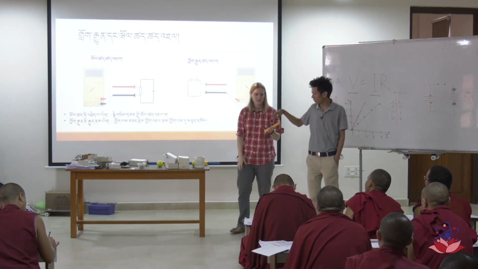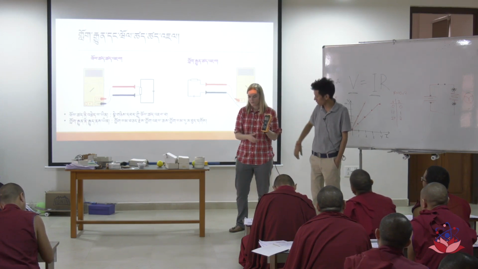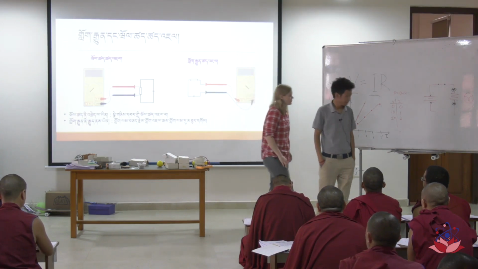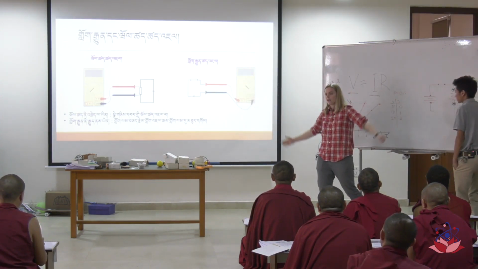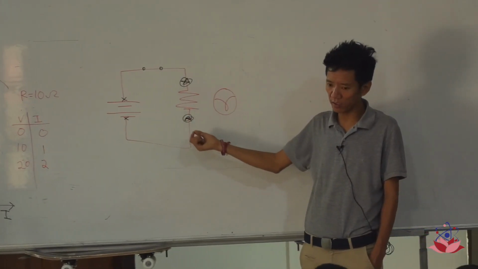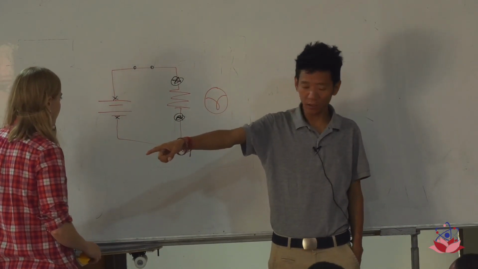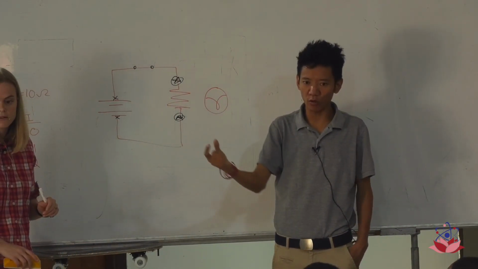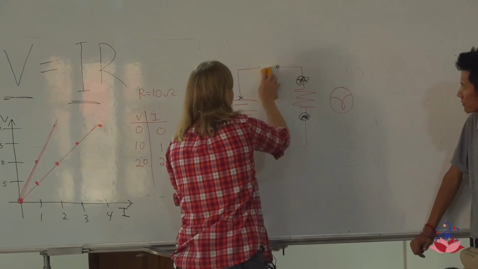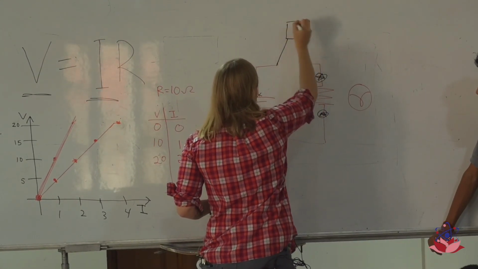But the extra thing that makes measuring current a little bit annoying is I have to actually break apart the circuit and put the ammeter inside the circuit. So if I wanted to measure the current here, I would have to actually disconnect the wires and then hook up my ammeter here.